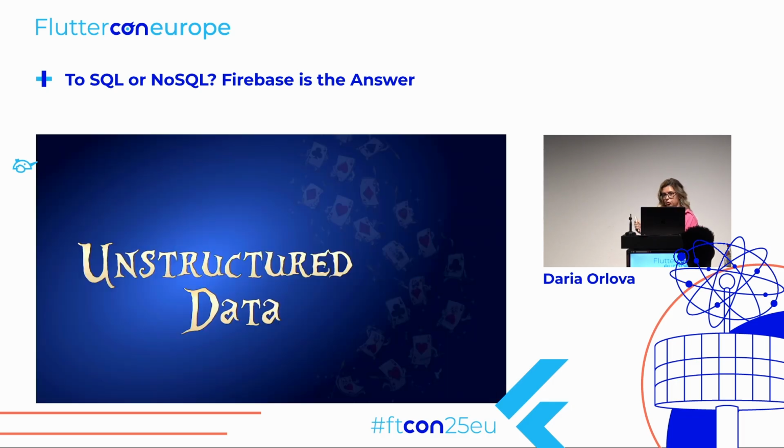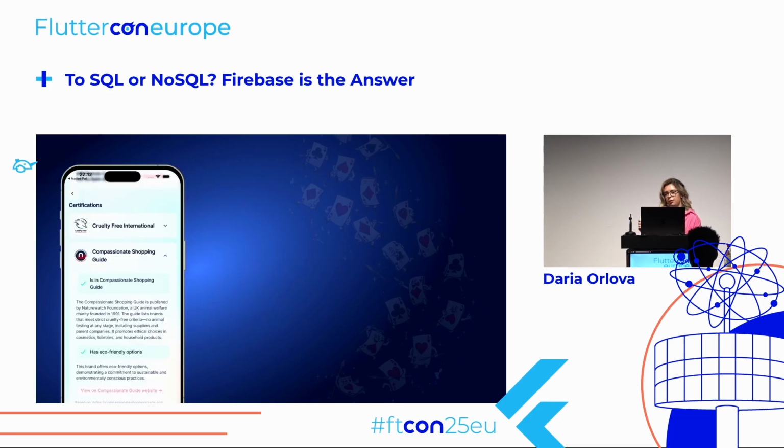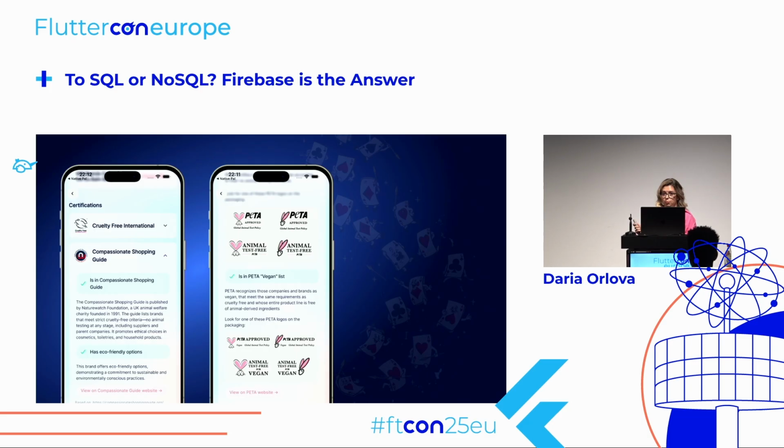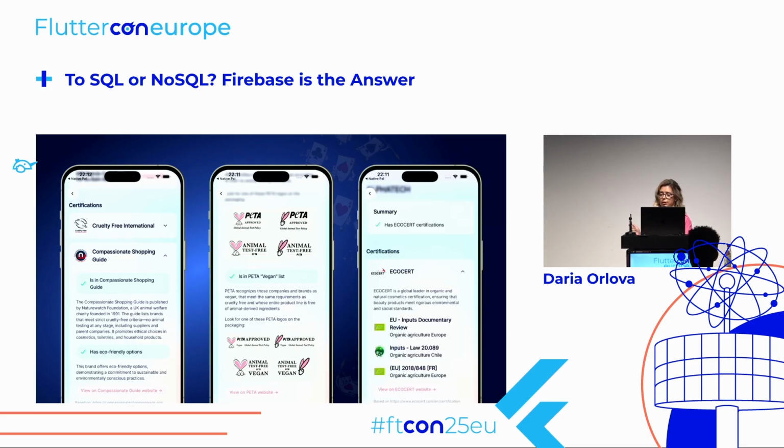Another use case is unstructured data. In Bunny Search, for each organization, we can have different kinds of information. For example, the Compassionate Shopping Guide specifies if this brand has eco-friendly options. PETA specifies if this brand has vegan options. And then EcoCert specifies a lot of different things and a lot of different certificates.